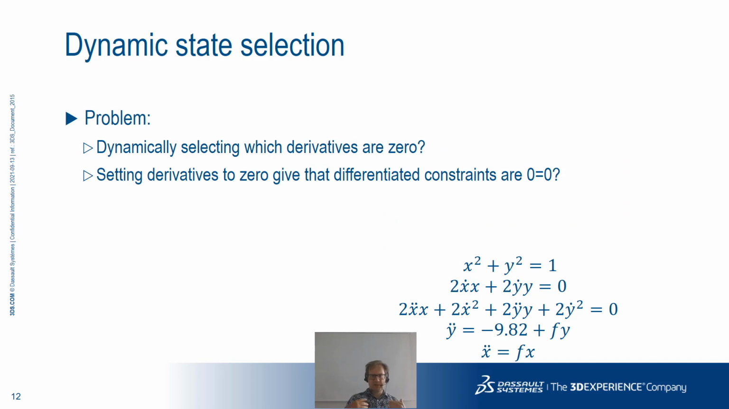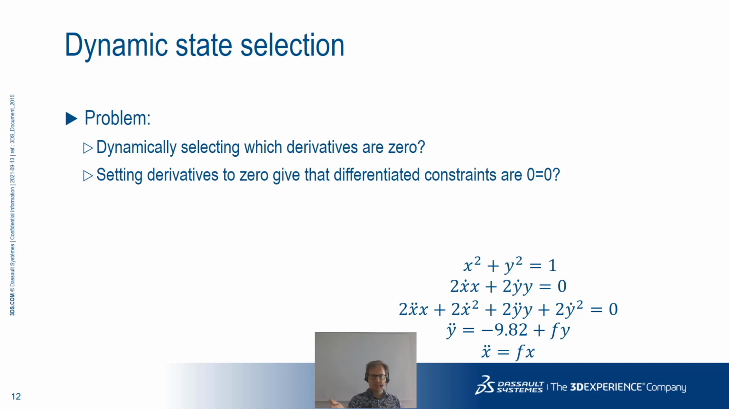And then finally we have the last problem here, which is dynamic state selection. And for dynamic state selection, there are basically two problems. One is that we have to dynamically select which states are active, because those are the ones we should set to 0. And the second part is that when we set some state to 0, then we have differentiated constraints.